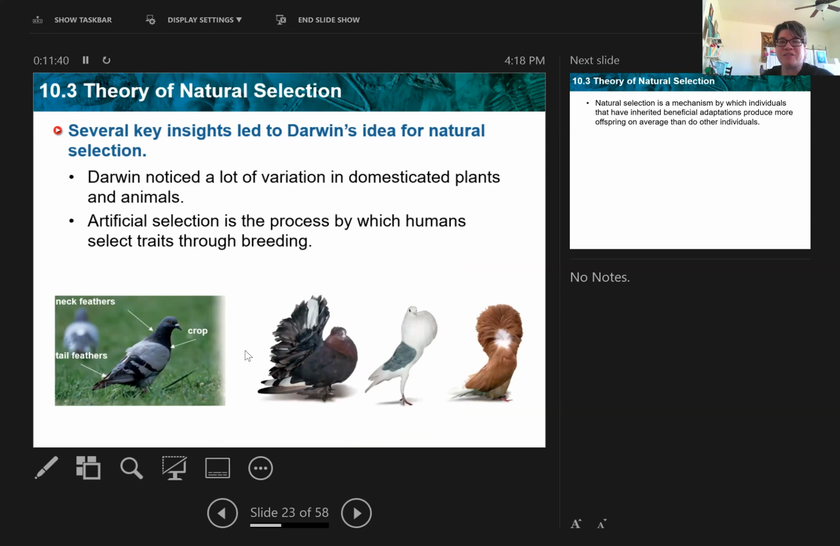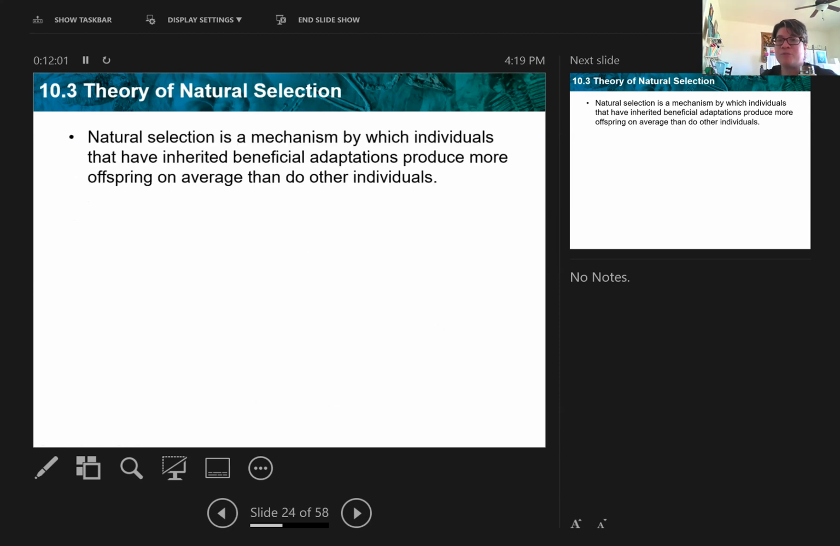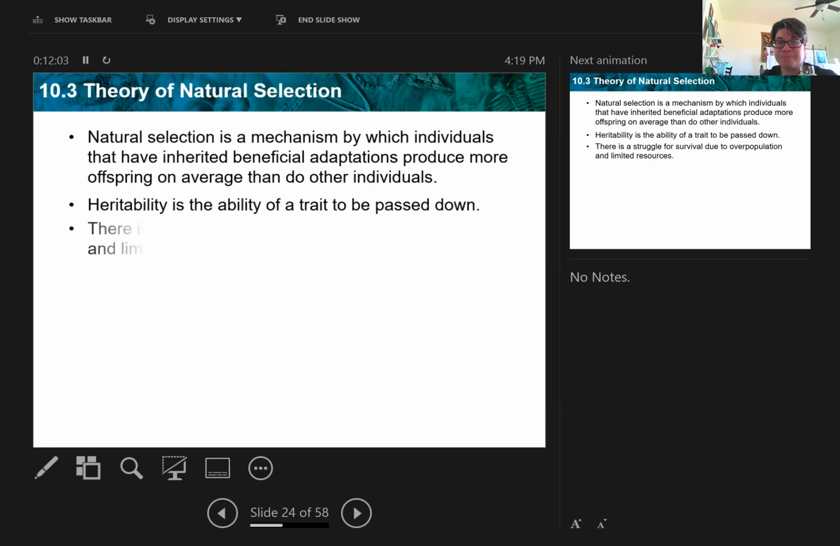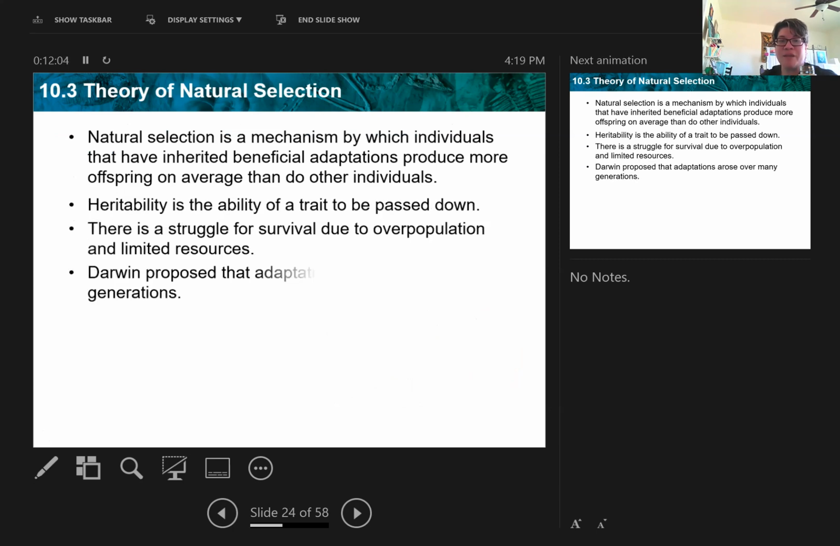And you can see these goofy birds here that were all related to a pigeon, just that pigeon there. And humans used artificial breeding, artificial selection, to do that. And so he thought, okay, if humans are doing this, what if this happens naturally in nature? This was called artificial selection, and he called it natural selection if it was happening in nature. And so here are some of the main parts of this.